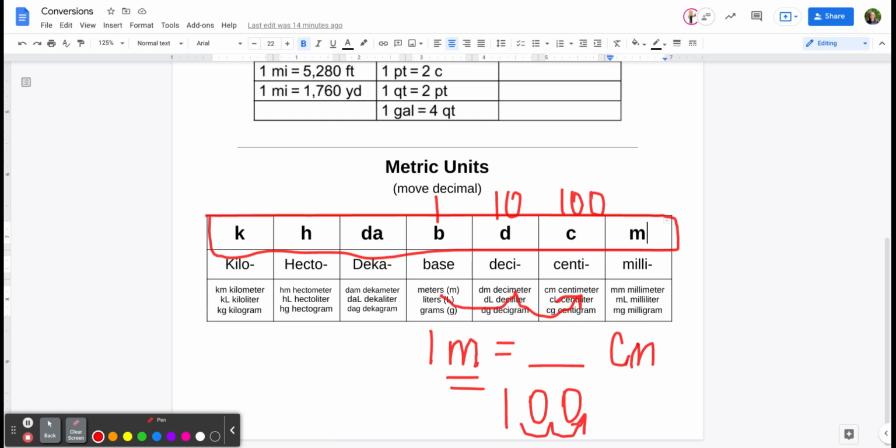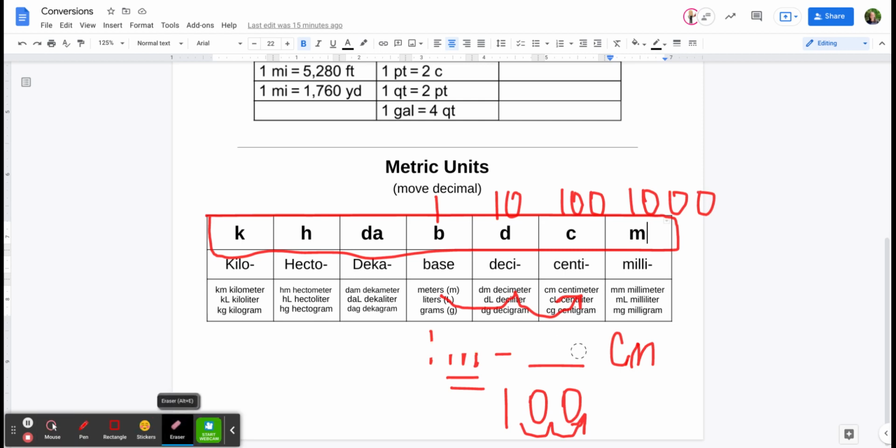If I wanted to go from meters to millimeters, I'd have to move my decimal 3 times, which would give me 3 zeros. So 1 meter, or any base, would equal 10 decimeters, which would equal 100 centimeters, which would equal 1,000 millimeters.